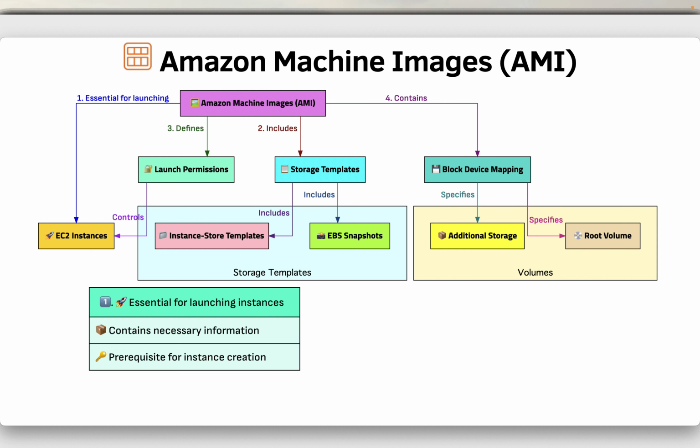Okay, next one is Amazon Machine Images, AMIs. An AMI contains all the necessary information to start up an instance in AWS, making it a prerequisite for instance creation. So you always start with an image, and from that image you launch an instance.